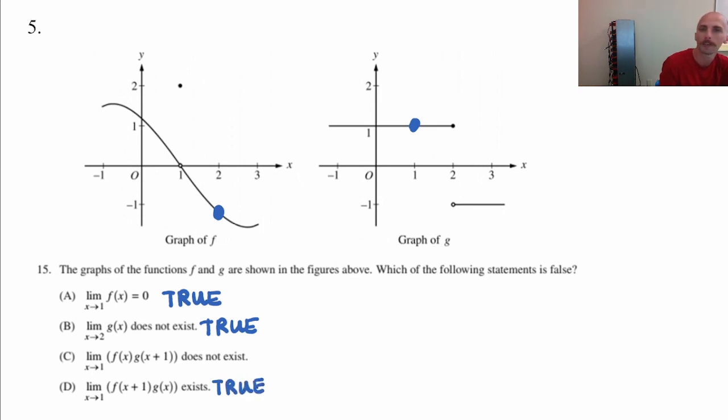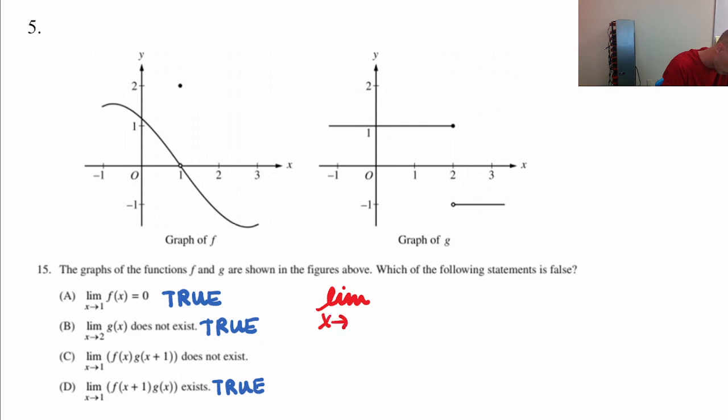So it must be the case that C is false. But why is that false? Why does that limit must exist? I mean, I see that jump discontinuity at x equals 2 on g. What's going on here? So we're going to investigate the one-sided limits.